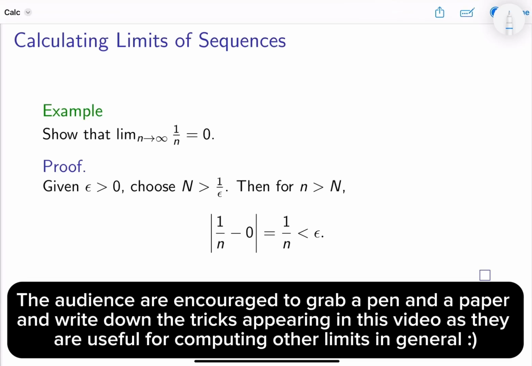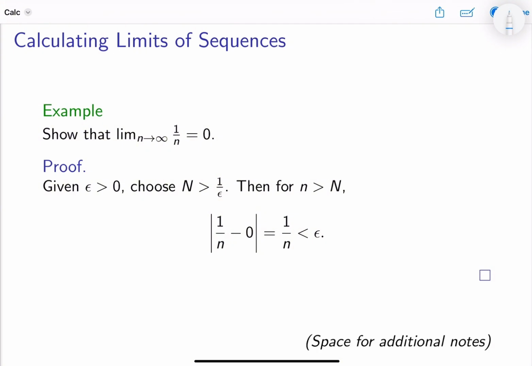Hello and welcome to a new video in a course on calculus. In the previous video, we discussed the definition of sequences, and we talked about the notions of convergence and divergence. So in this video, I plan to go over some of the most important tricks in calculating limits of sequences, and we'll be going over proofs of some of the most important limits you'd see in calculus.